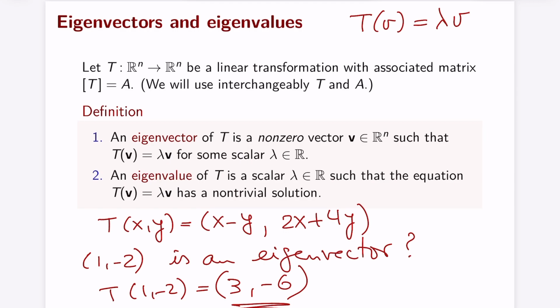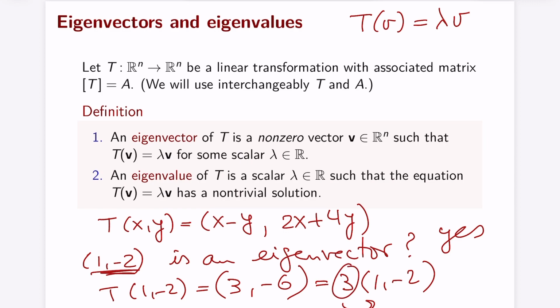Okay, so we found the transformed of (1, -2). Is this vector a multiple of this? Well, we see that in this case it is, right? Actually, this is 3 times (1, -2): 3 times 1 is 3, and this is -6. So it's really a multiple of this. We put this vector here, and now we obtain 3 times this vector. So the answer is yes. This is actually an eigenvector, and the number 3 is actually an eigenvalue of this transformation.